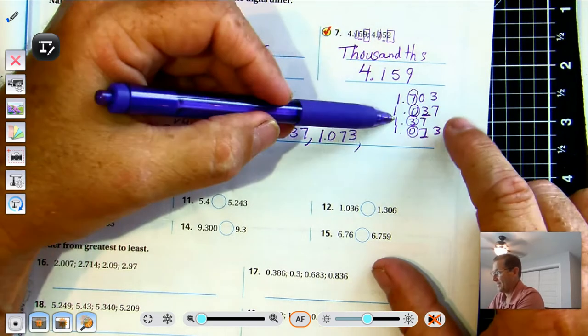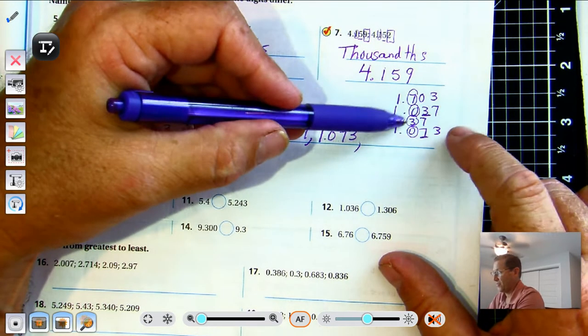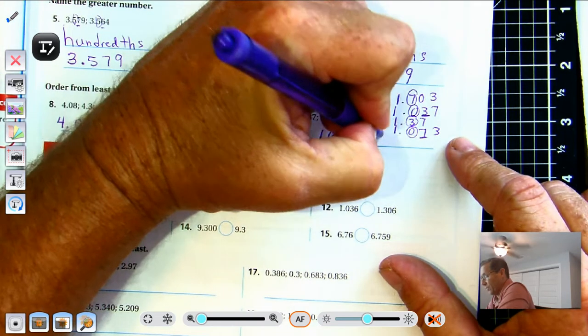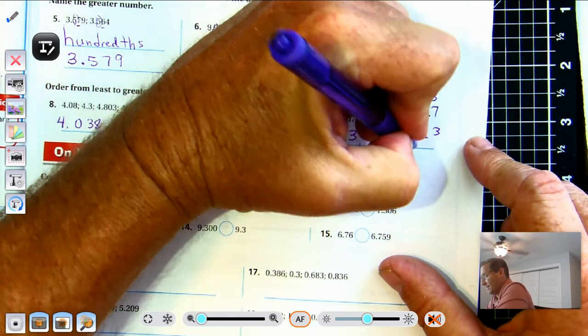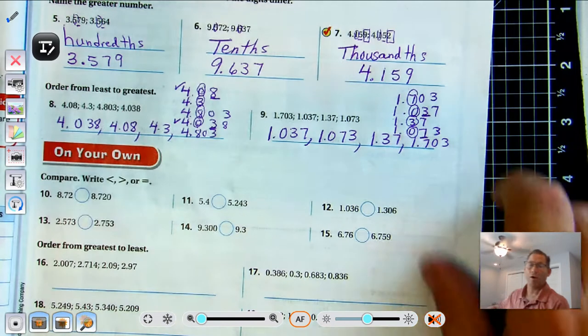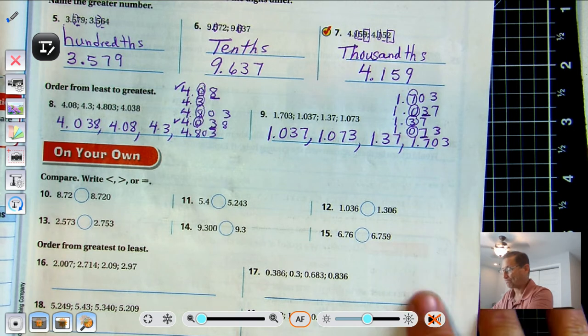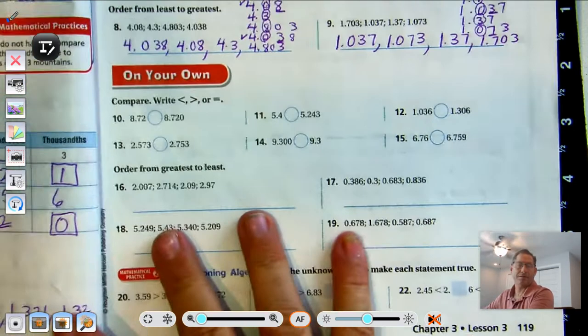Okay, now we can go back to the tenths to compare the final two. 3 tenths is smaller than 7 tenths. So 1.37, and the largest is 1 and 703 thousandths. Simple as that. All right, number 10.